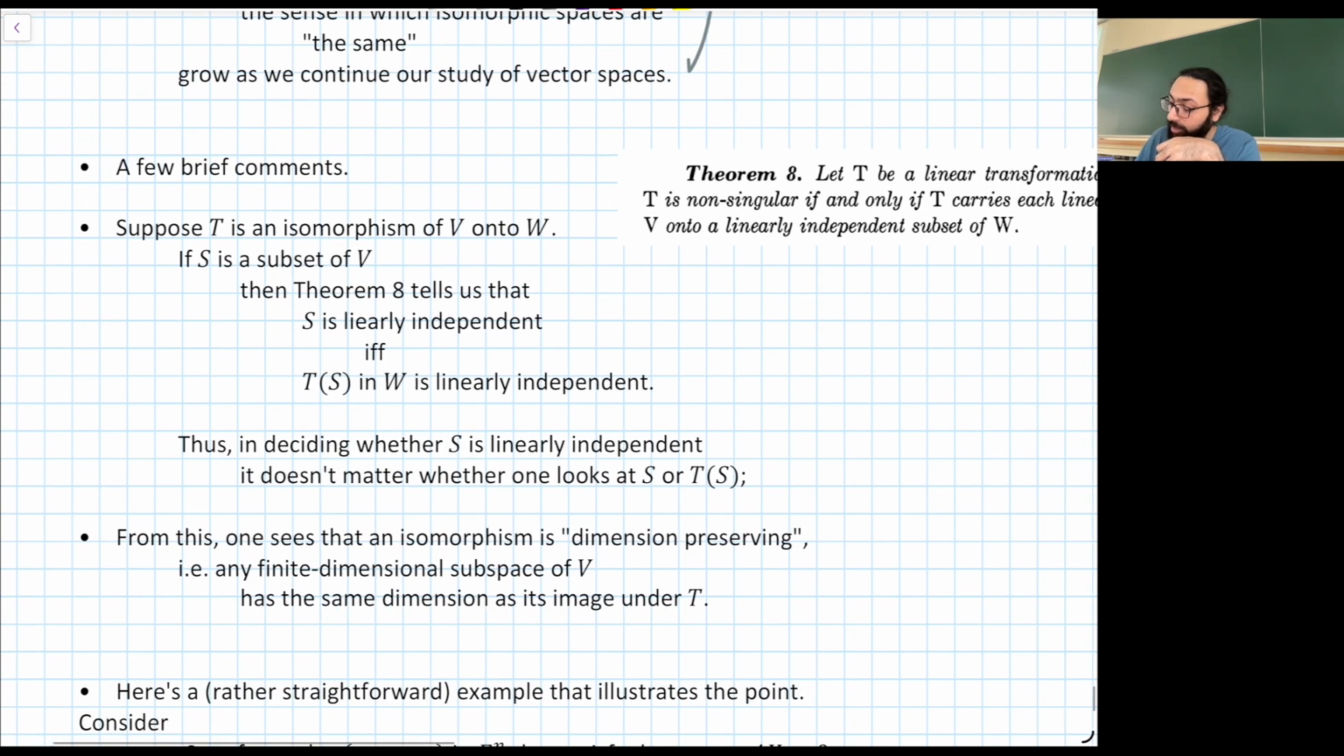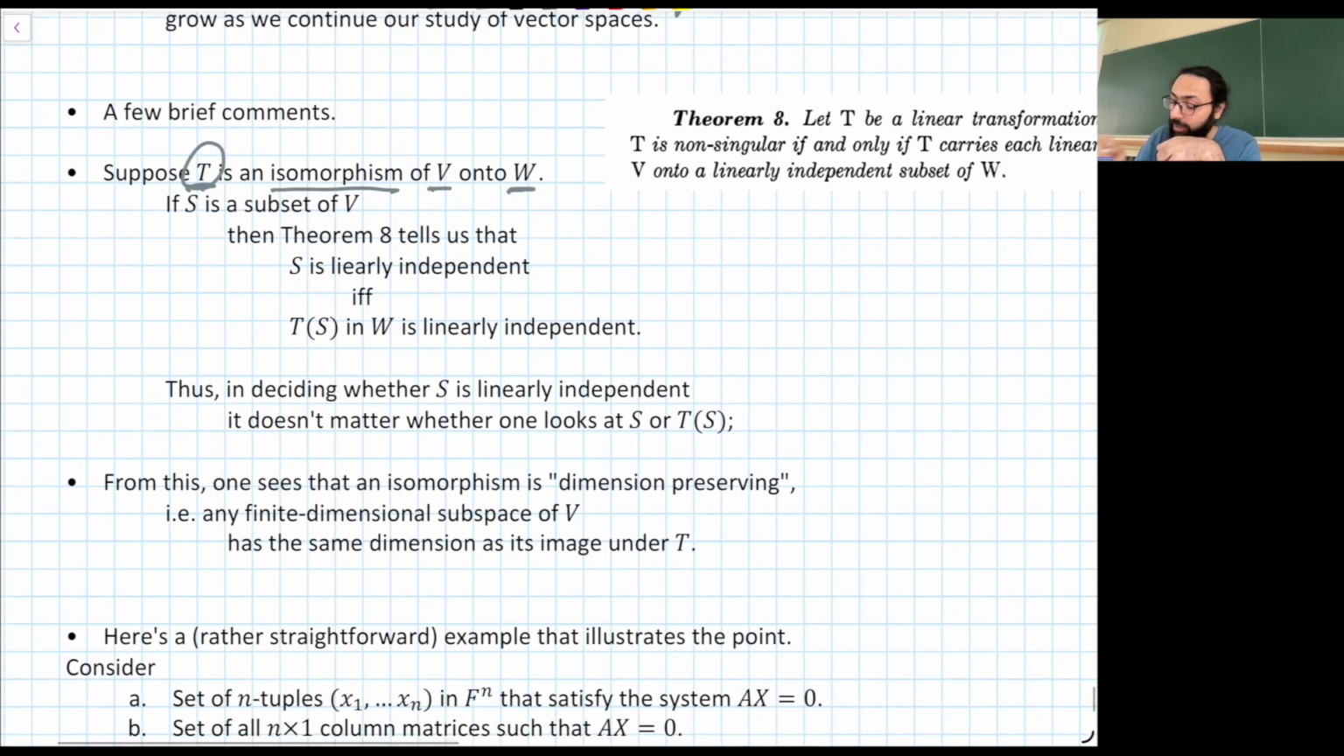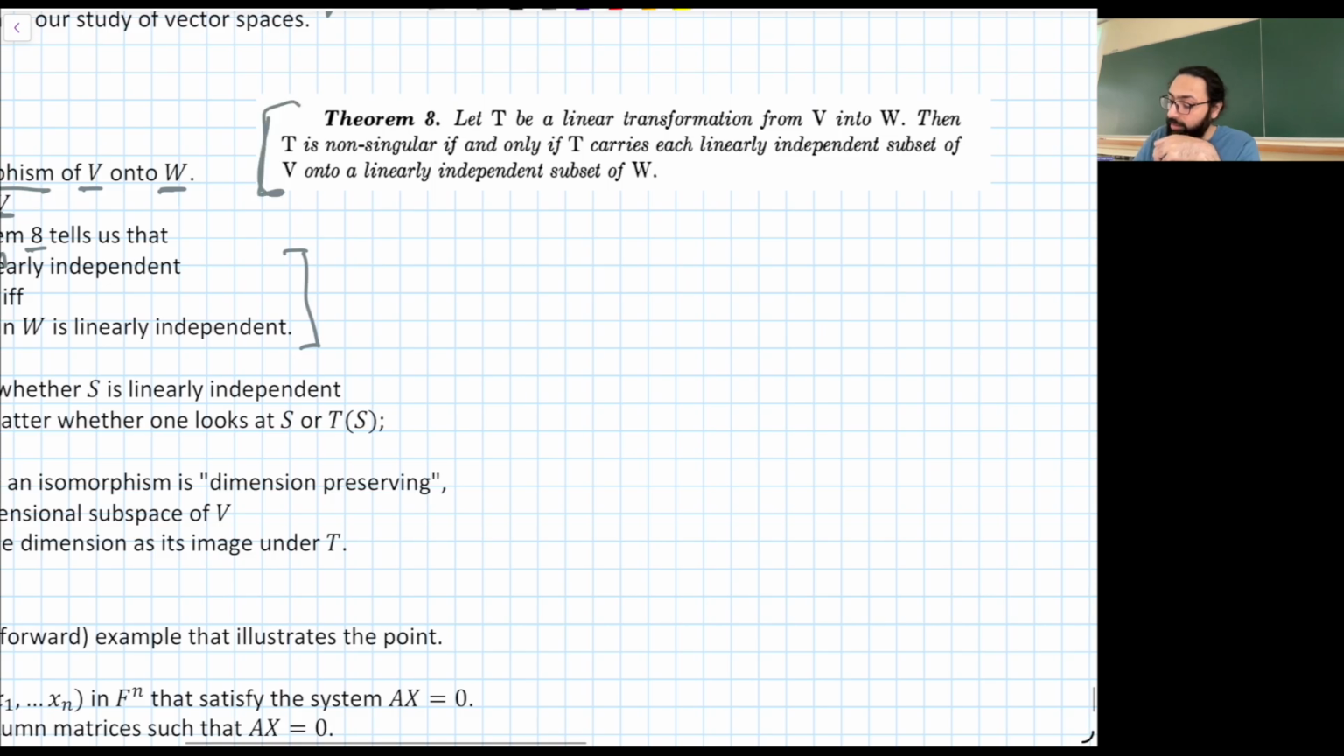So here are some comments. Suppose T is an isomorphism of V onto W. This T is the linear map from V to W, which is 1-1 and onto. Now, if S is a subset of V, then Theorem 8 tells us that S is linearly independent if and only if TS in W is linearly independent. So that is just coming from this theorem.